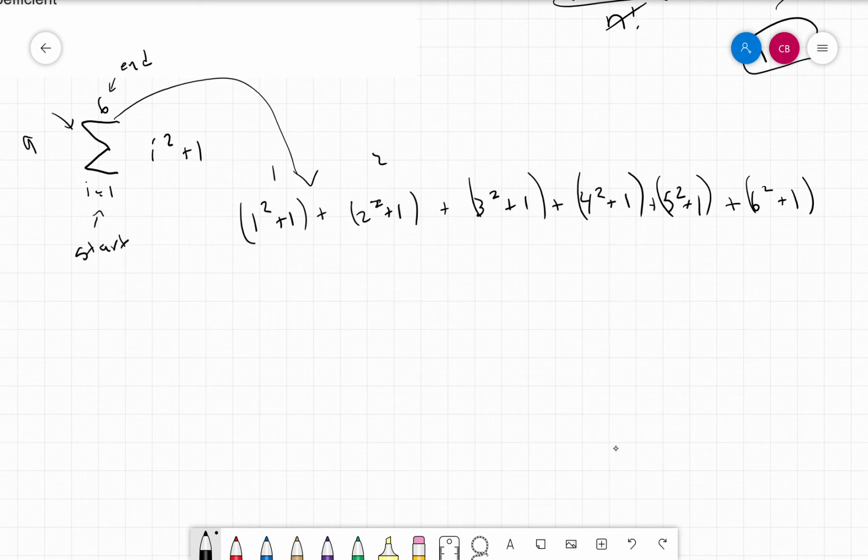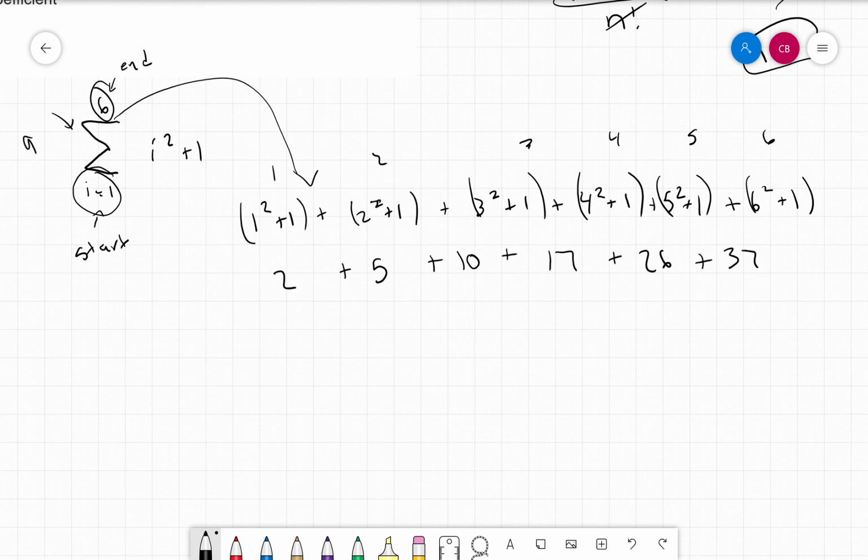So the 1, 2, 3, 4, 5, and 6. 6 terms, because we go from 1 to 6. Okay, so 1 squared plus 1 is 2. 2 squared is 4, plus 1 is 5. 3 squared is 9, plus 1 is 10. 4 squared is 16, plus 1 is 17. 25 plus 1 is 26. 36 plus 1 is 37.